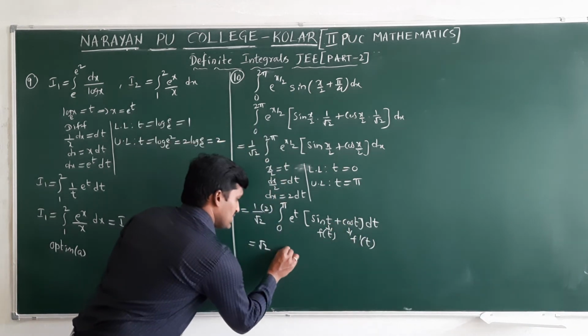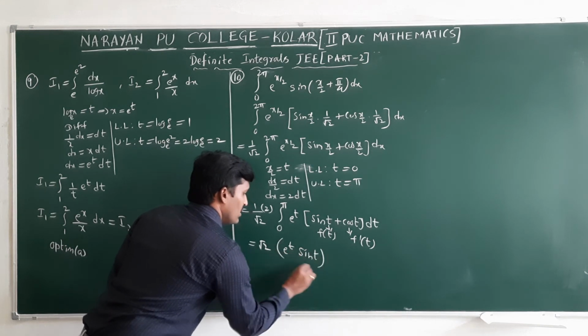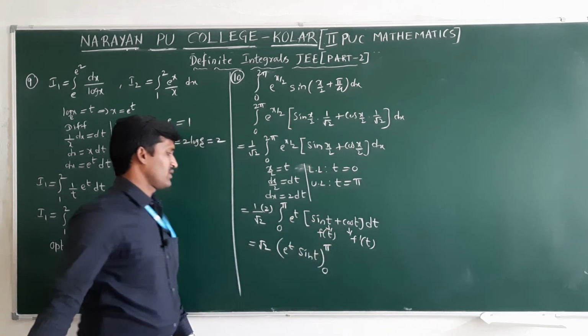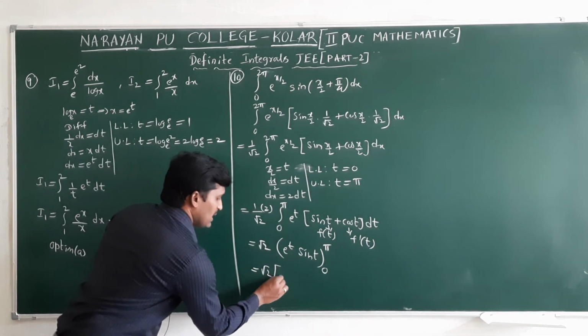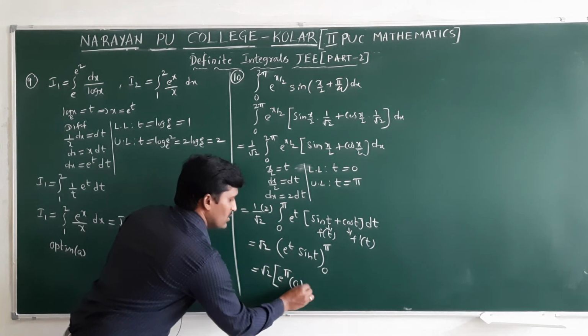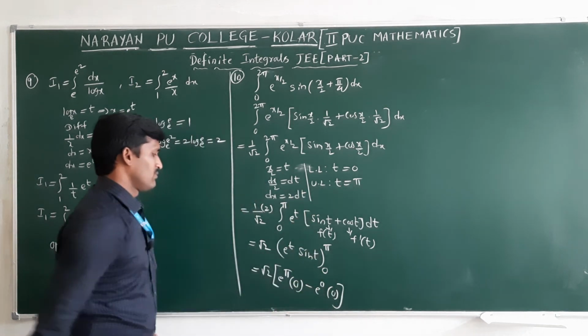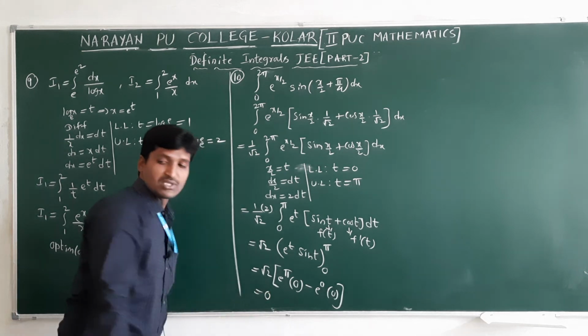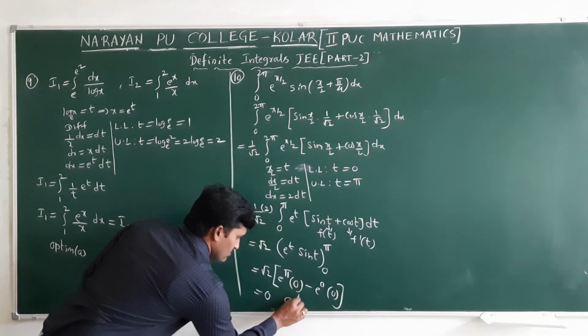So what answer will we get here? E power t into f of x. What is f of x? Sin t, from 0 to pi. Substitute the upper limit: e power pi, okay, sin pi is 0. E power 0, sin 0 is also 0. That's the overall answer. What will you get? 0. That is, option C is the correct one.